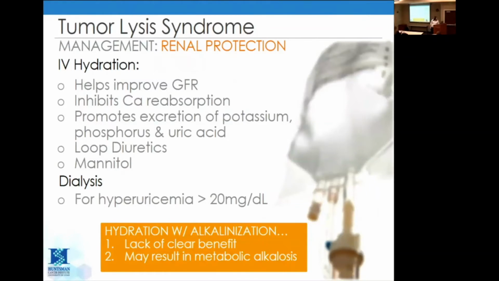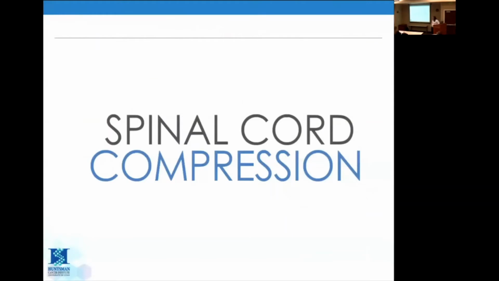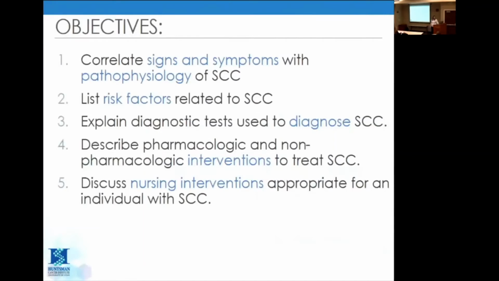All right, on that note, spinal cord compression. This one is also kind of difficult to explain. What happens is there's compression of the spinal cord. I can explain it again in a different way. Compression of the spinal cord. My objectives, imagine this: we're going to find out signs and symptoms, pathophysiology, risk factors, diagnosis, and interventions. It's the exact same objectives for this one.